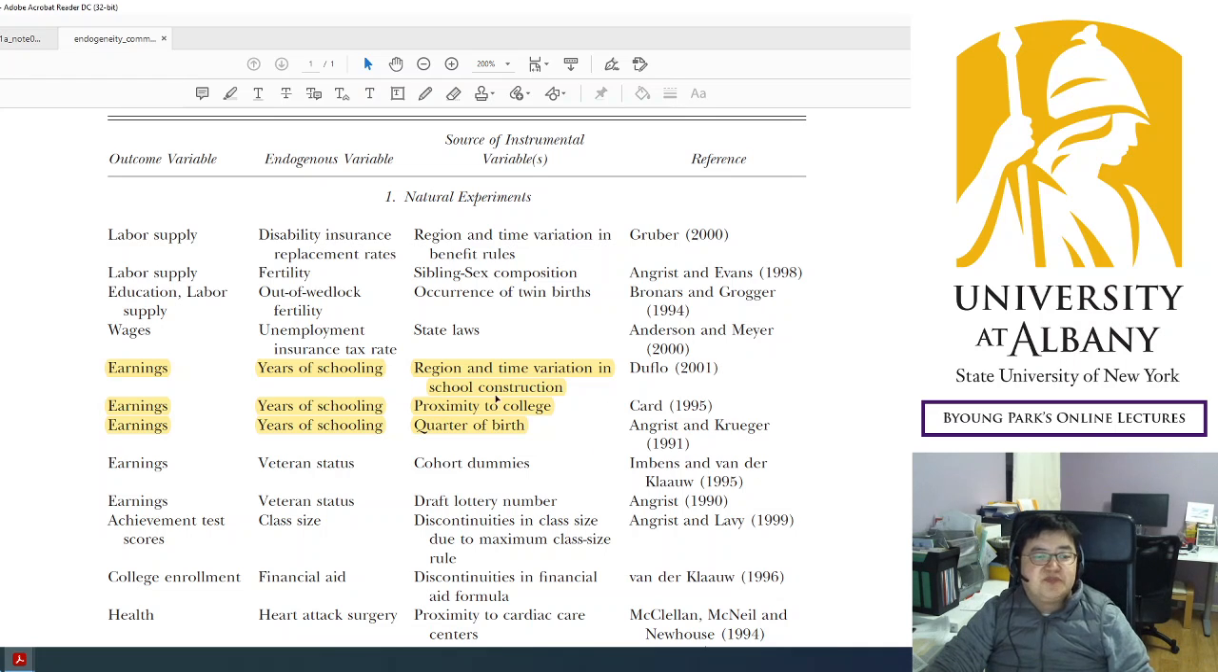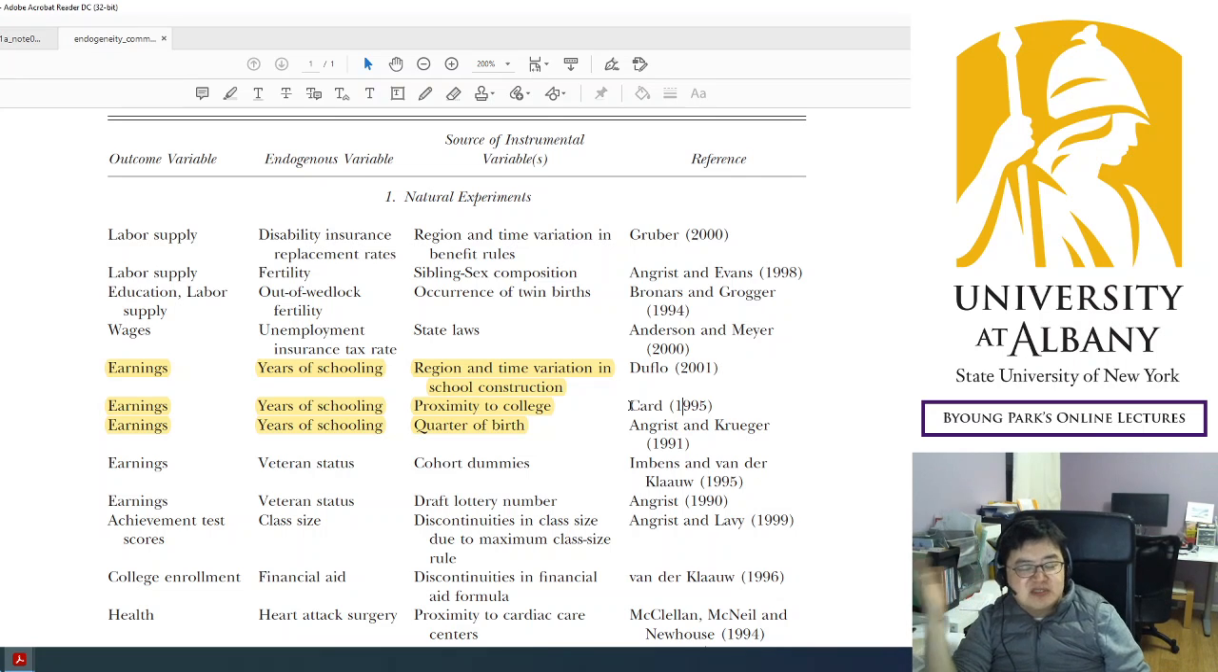But anyhow, it's used, and it's usually accepted by economists. Another interesting example here is Duflo's, the youngest Nobel Prize winner. Duflo had a paper in 2001 using region and time variation in school construction. Suppose that when you are 10 years old, the middle school or high school is quite far from your home, so you gave up. You did not attend middle school or high school because it's too far.